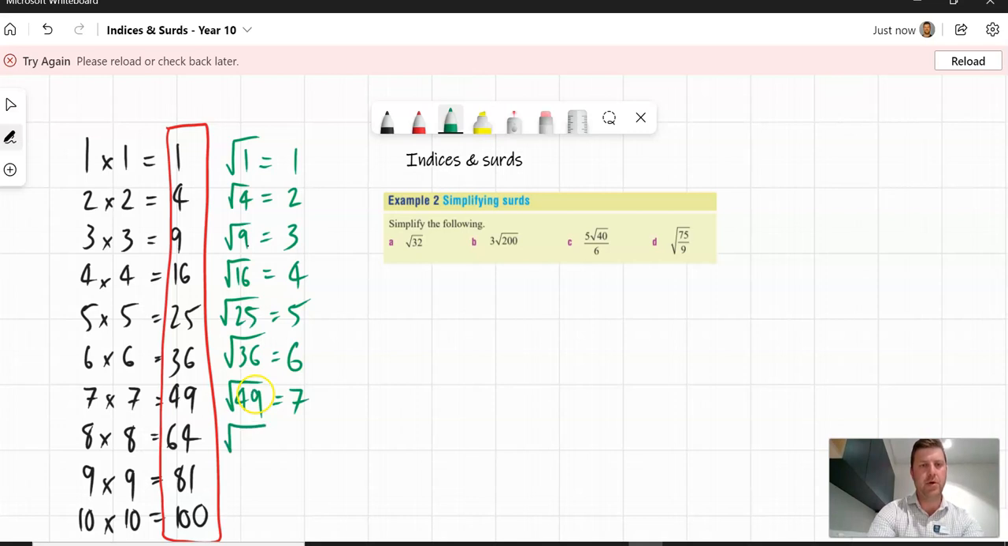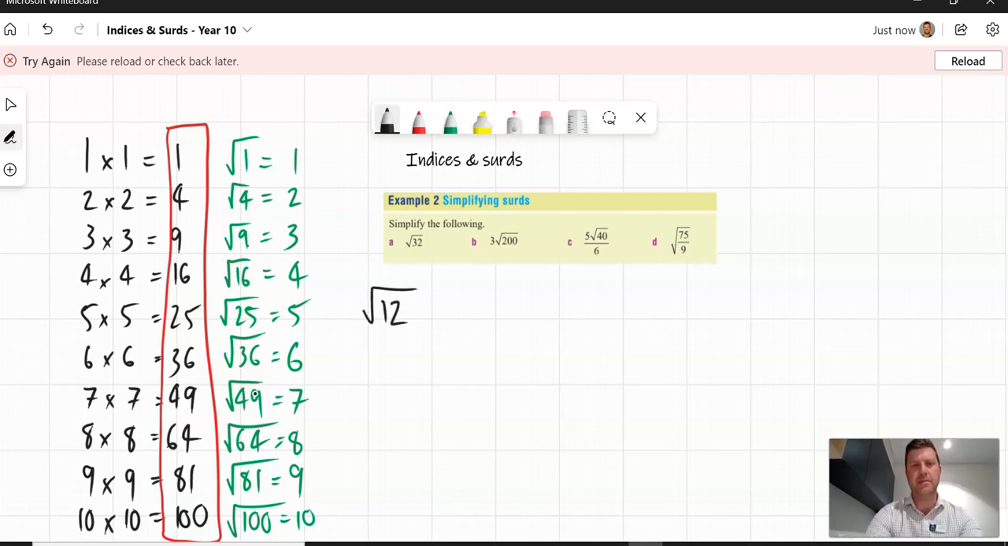Okay, so using this list here, I'm going to simplify those 4 examples. In fact, what I might do before I choose one of those examples, before I get to A, let's start with the square root of 12 and simplify that. It's a little bit smaller than 32. So simplifying the square root of 12.